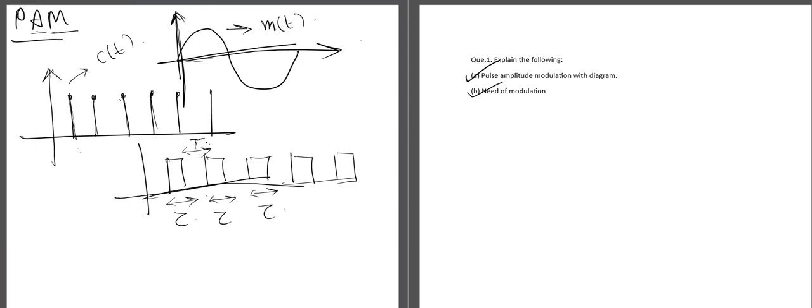In pulse amplitude modulation, what we are going to do is multiply this message signal with this pulse train, which is c of t. Generation of the zero-width pulse train is particularly difficult, so in a practical scenario we won't be using it. We will be using the pulse train which has a particular width, with the pulses separated from each other by a particular time period. So we multiply m of t with c of t.